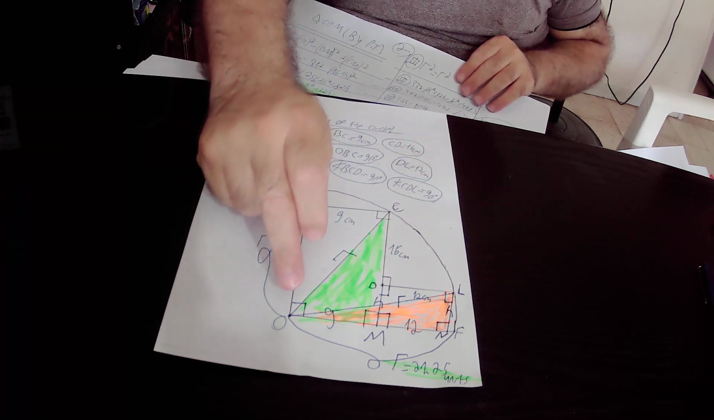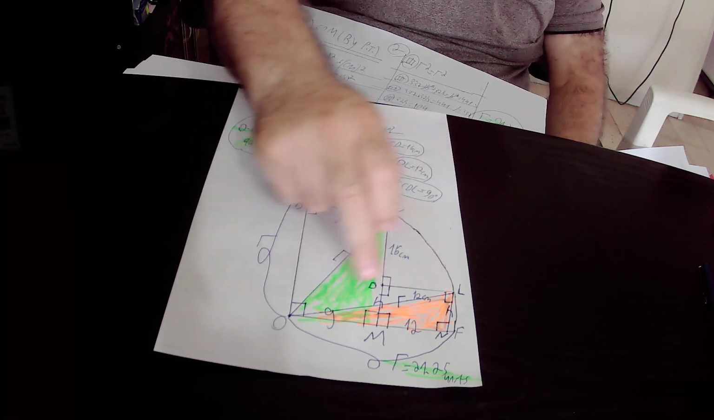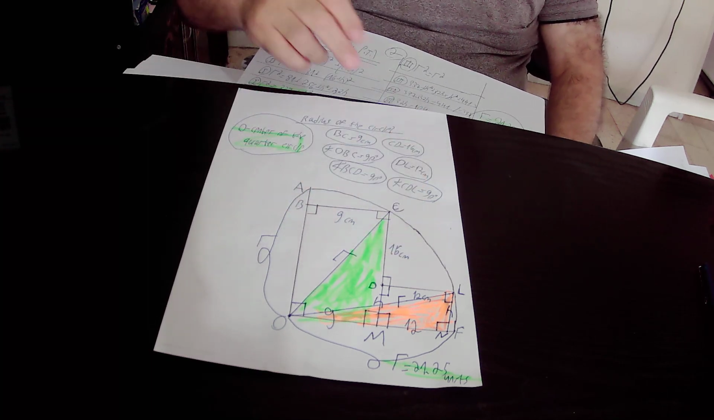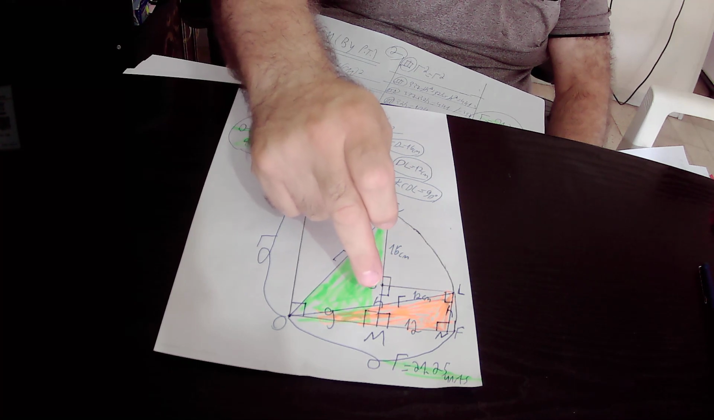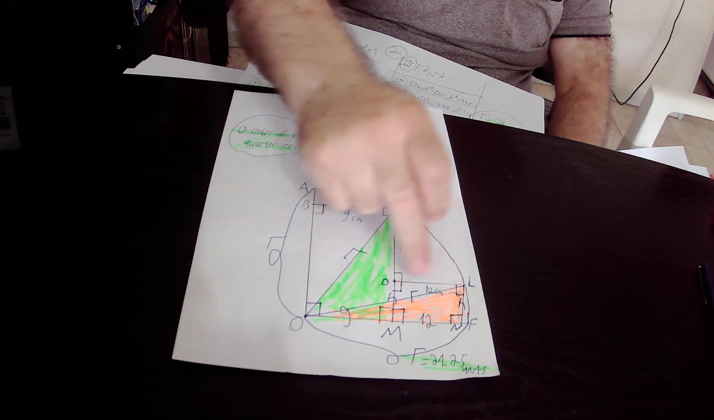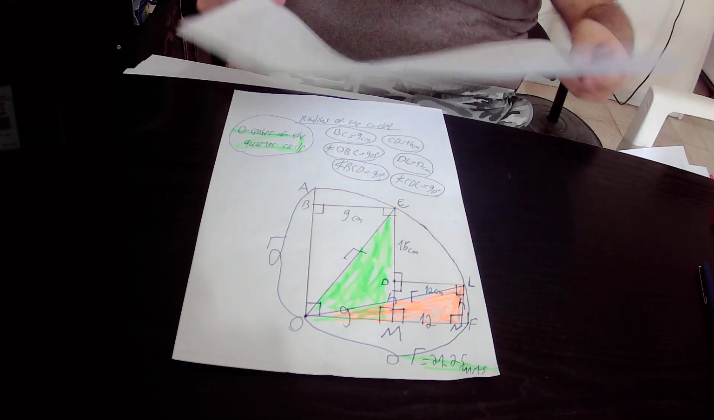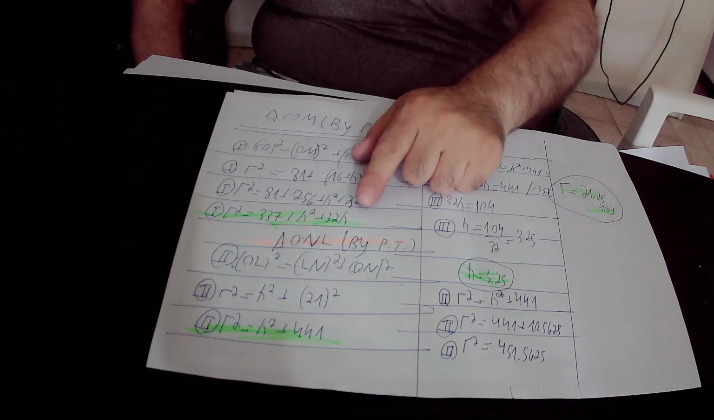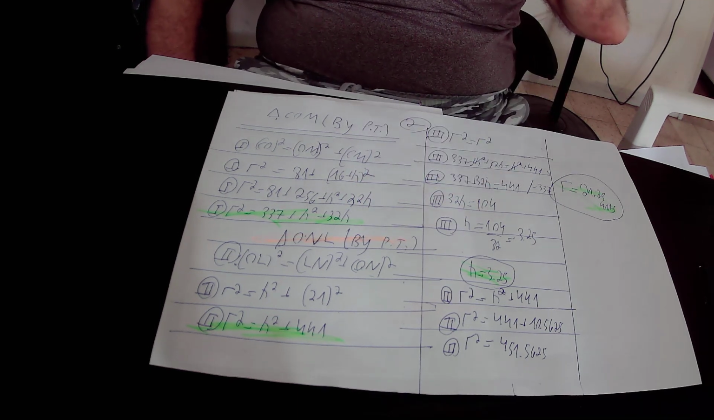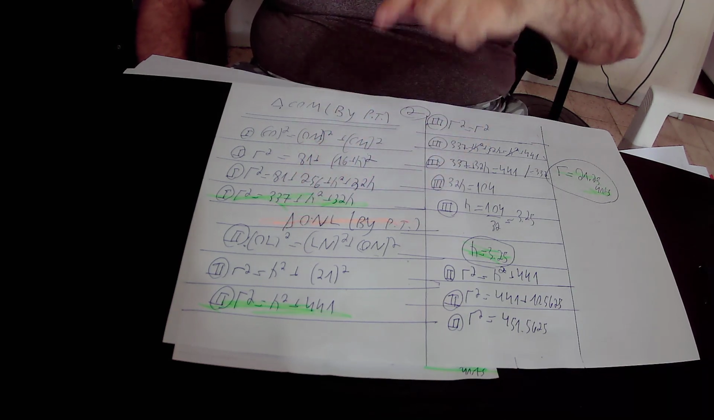In the next step, we join points O and L together by a straight line. Point O is the center of the quarter circle. Point L is a point on the quarter circle itself. Therefore, OL is the radius of the quarter circle, equal to R according to our definition. Then we apply the Pythagoras theorem on the right orange triangle, triangle OLN. According to the Pythagoras theorem, OL square equals LN square plus ON square. Here, OL equals R, therefore OL square is R square.